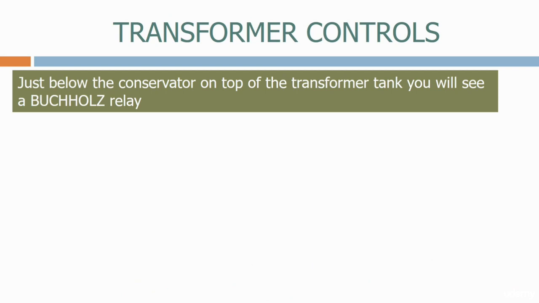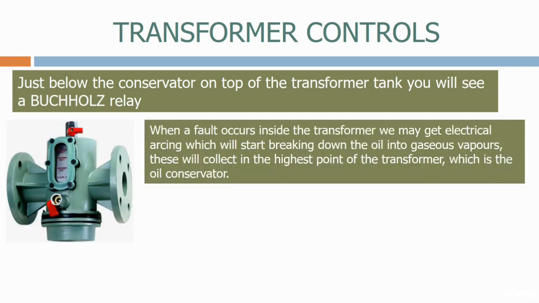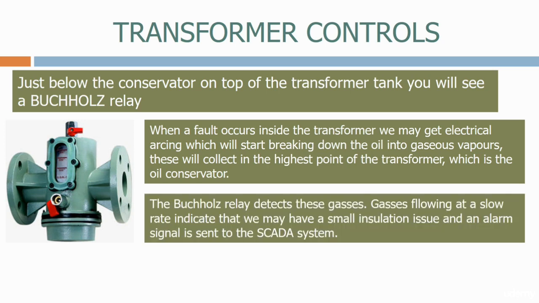Just below the conservator on top of the transformer tank, you will see a Buchholz relay. When a fault occurs inside the transformer, we may get electrical arcing, which will start breaking down the oil into gaseous vapours. These will collect in the highest point of the transformer, which is the oil conservator. The Buchholz relay detects these gases.